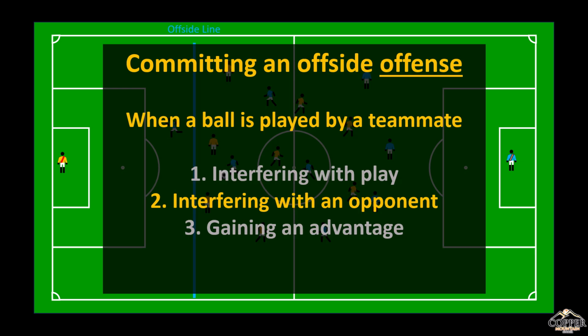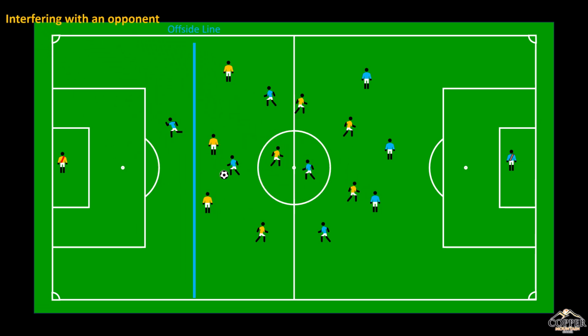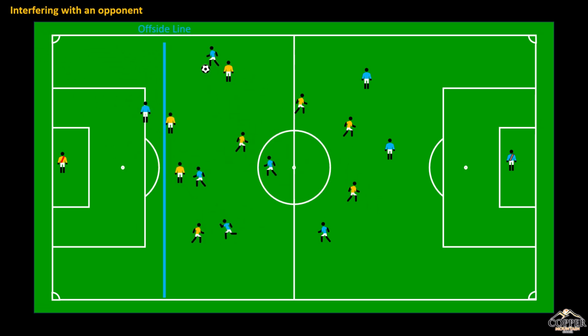The second offside offense is interfering with an opponent. This blue player is in an offside position. Her teammate with the ball will dribble up the field heading towards goal. As the yellow defender moves to cut off the attacker, she will bump into the blue offside player and go around. Since the yellow defender had to go around the offside player, the blue player has committed an offside offense by interfering with an opponent.